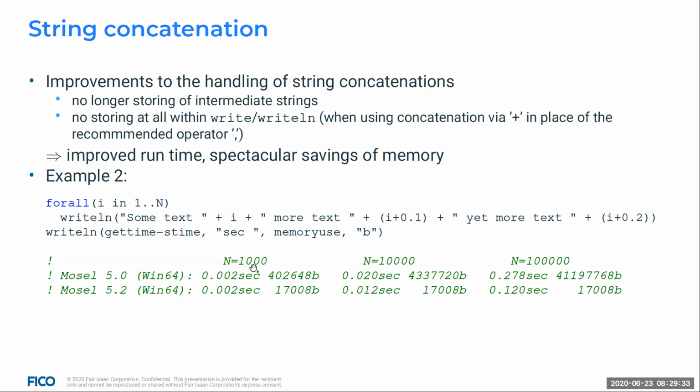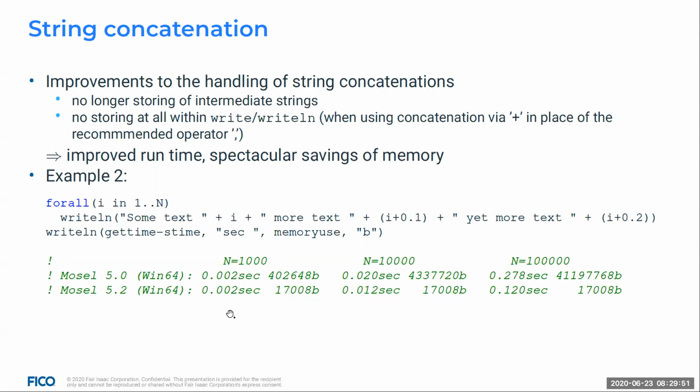So depending on the N, 1,000, 10,000, 100,000, with the new version you see constant memory because I'm just not storing anything. For the old versions, this quickly goes up and uses a lot of memory.